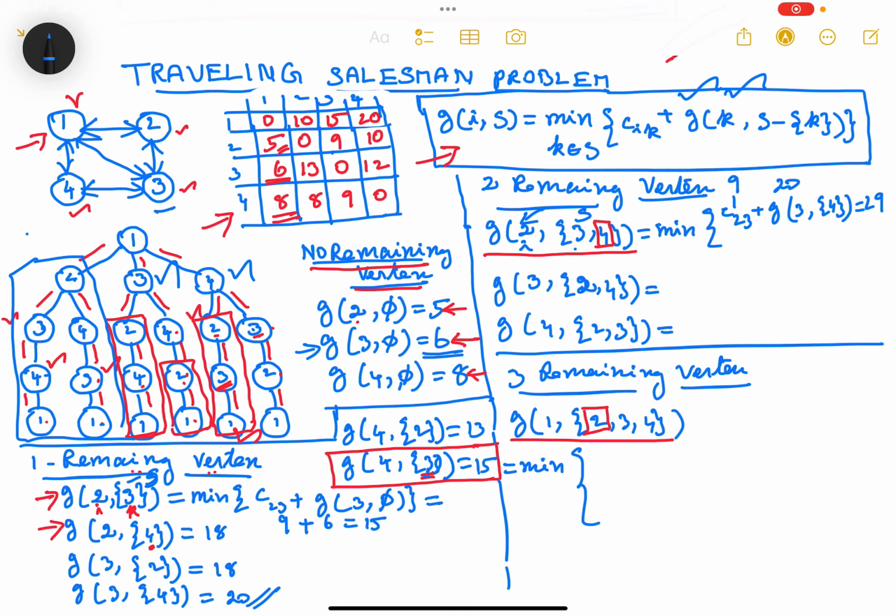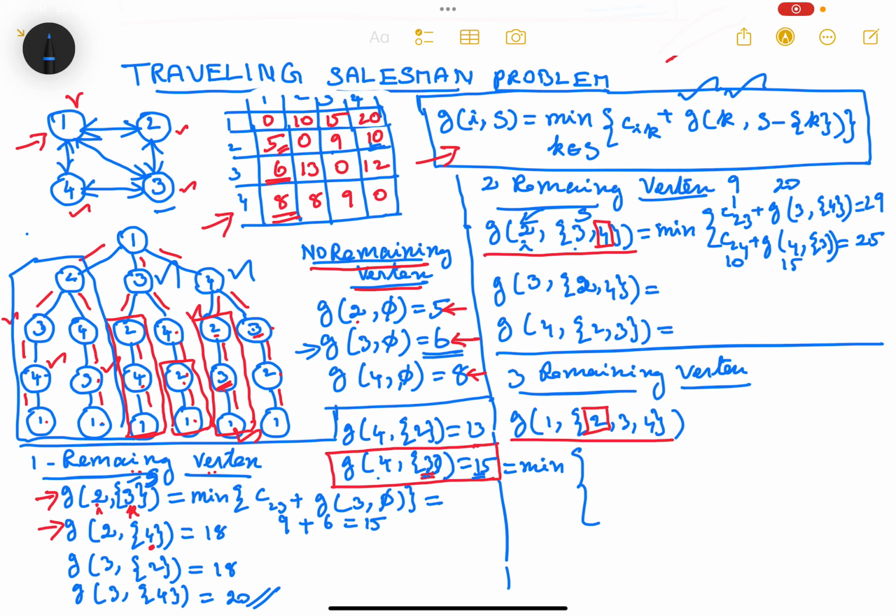Okay. Then, now we are going to do the calculation with 4 as k. So, C24 plus G of 4, 3, which is equal to C24. What is C24? This value 10 we are taking from the table. G of 4, 3, this value is 15. So, that value we are taking. What is the minimum? 25 is the minimum.